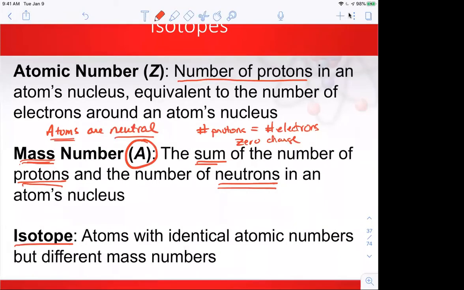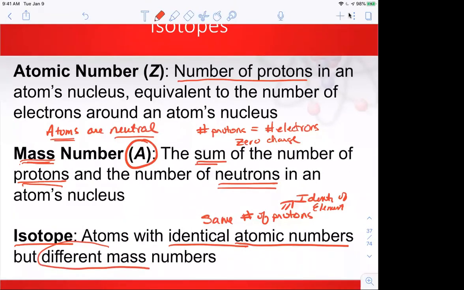An isotope of an element is the same element, right? So I have identical atomic numbers. So I have the same number of protons because that is the identity of the elements. But I have different mass numbers, which means I vary in the number of neutrons in that nucleus.